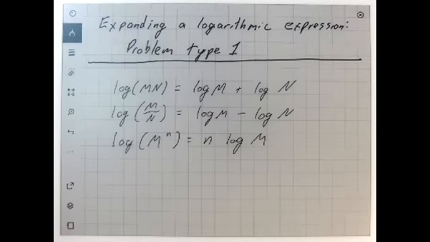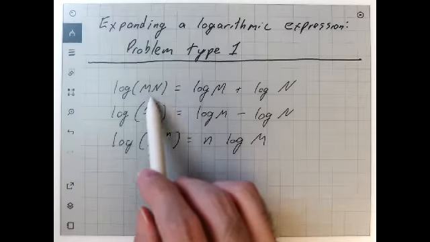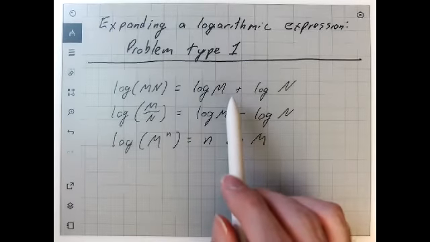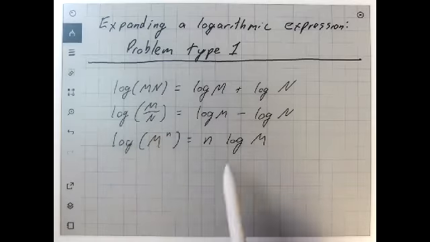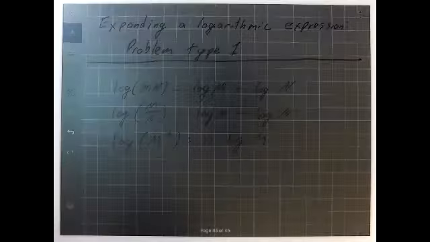And the reason this becomes useful is that every time you use this property, you go from something more complicated to something slightly less complicated. Right? Addition is less complicated than multiplication, subtraction is less complicated than division, and multiplication is less complicated than exponents. So by using these properties, we can expand things out and isolate the complication in a particular expression.